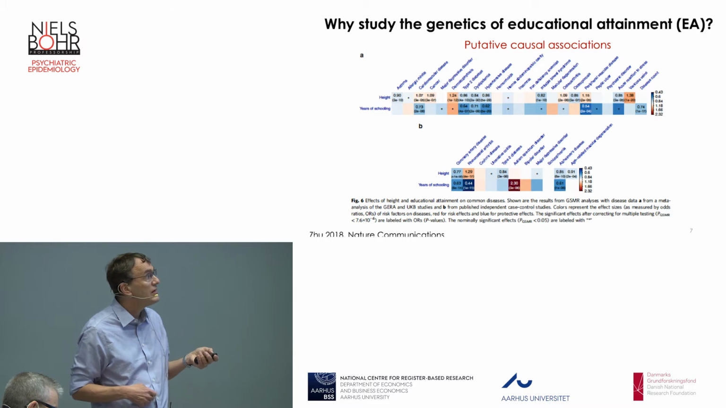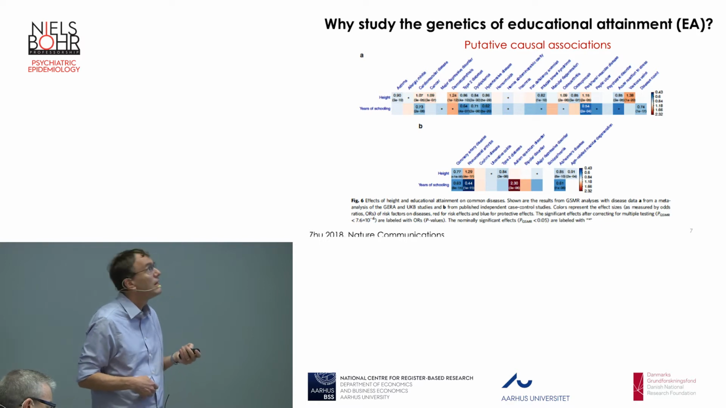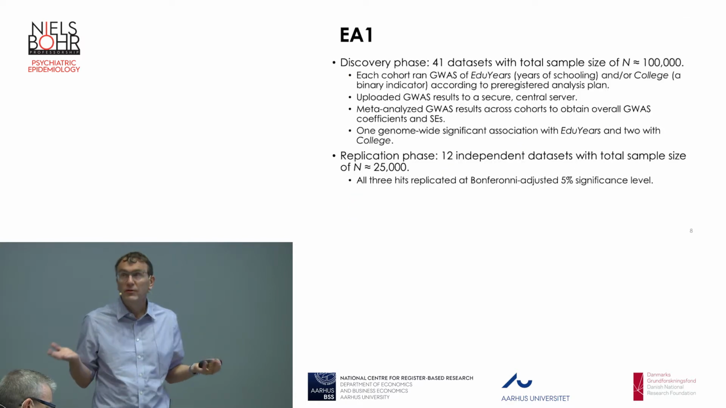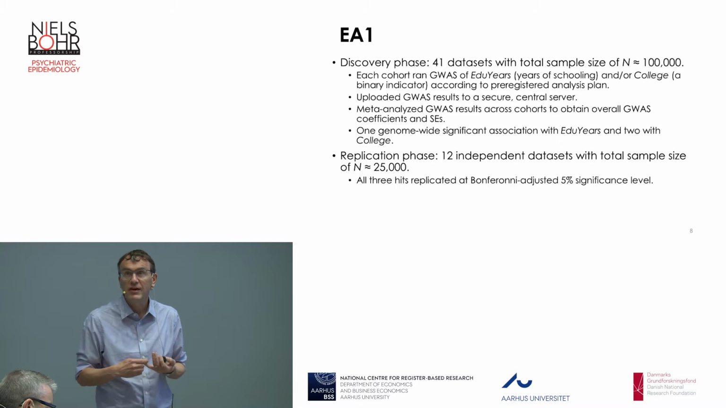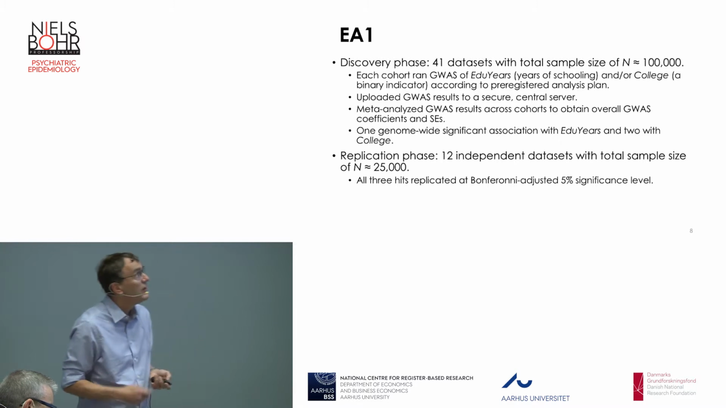And we found here that apparently, according to these data, the genetics of years of schooling is actually a risk factor. This is supposedly a causal relationship, that being genetically correlated with years of schooling is a risk factor for autism. So I hope I've convinced you that studying educational attainment is not a bad thing to do.